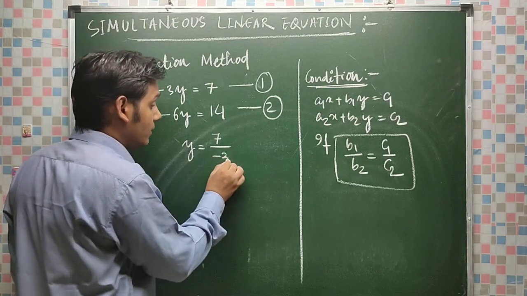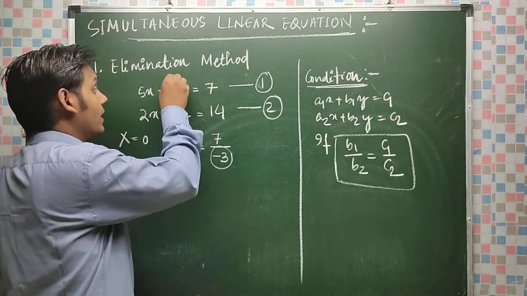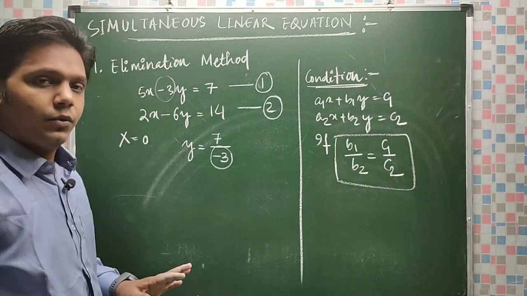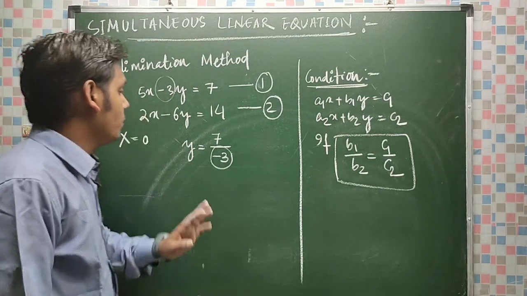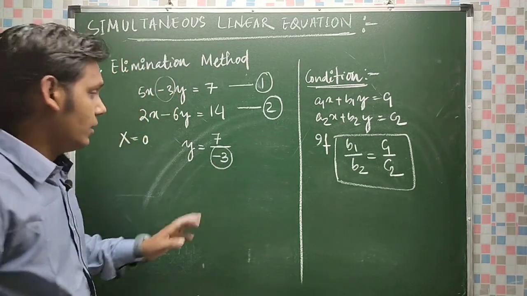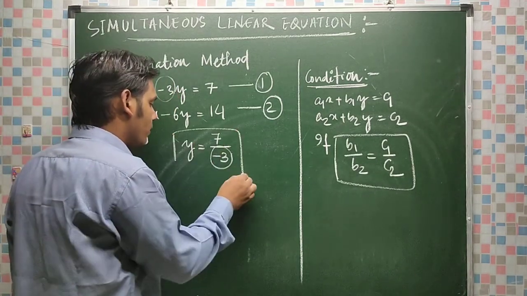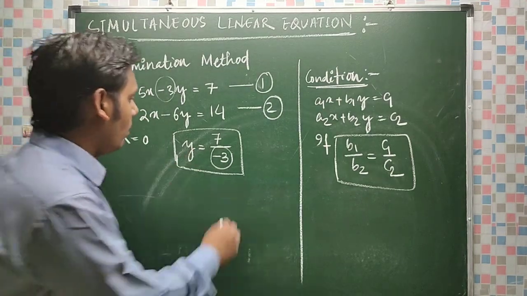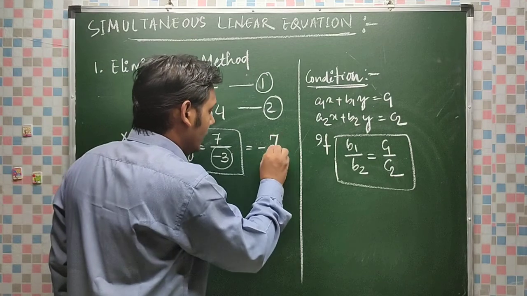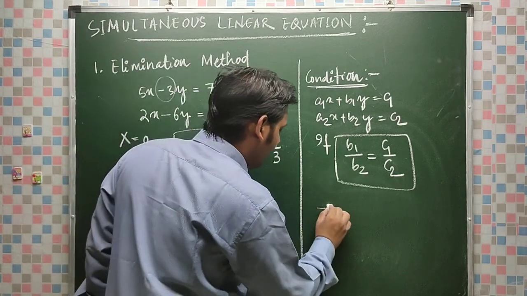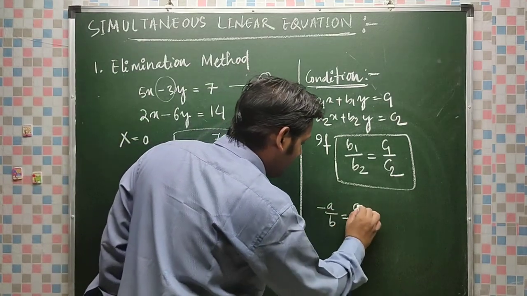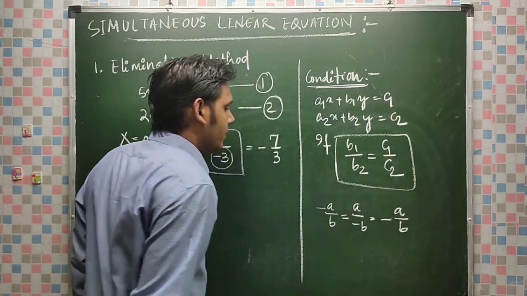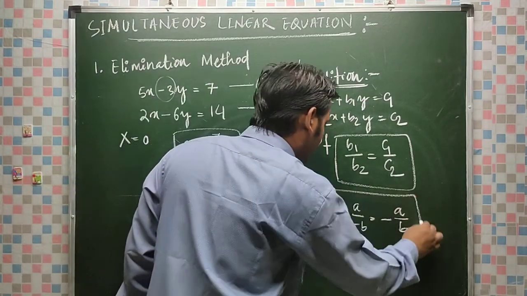The coefficient is minus 3. Remember, if a minus sign is there, you have to include that minus sign. If it is plus 3, then no problem. But if the minus sign is given, you have to take minus 3. So simply x is equal to 0 and y is equal to minus 7 by 3, or minus 7 by 3 you can also write, because minus a by b is equal to a by minus b, which is equal to minus a by b. It is the same.